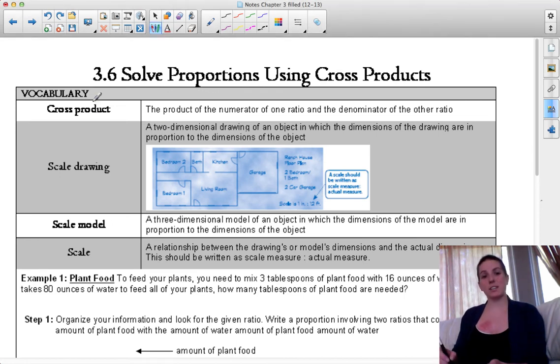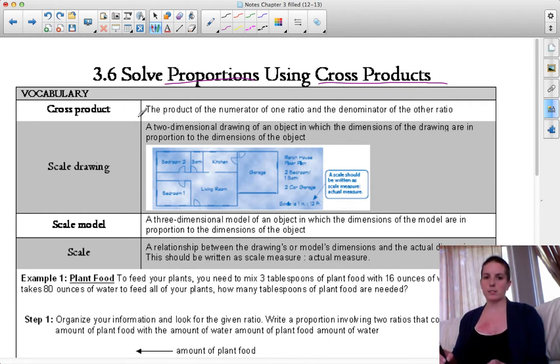All right, so let's continue our discussion about solving proportions, and this time in section 3.6, we're going to use cross products. I know that you've seen this before, but I want to make sure that we talk about it, how it's the same and how it differs, and when to use cross products, and when using our simplify methods from section 3.5 are easier.